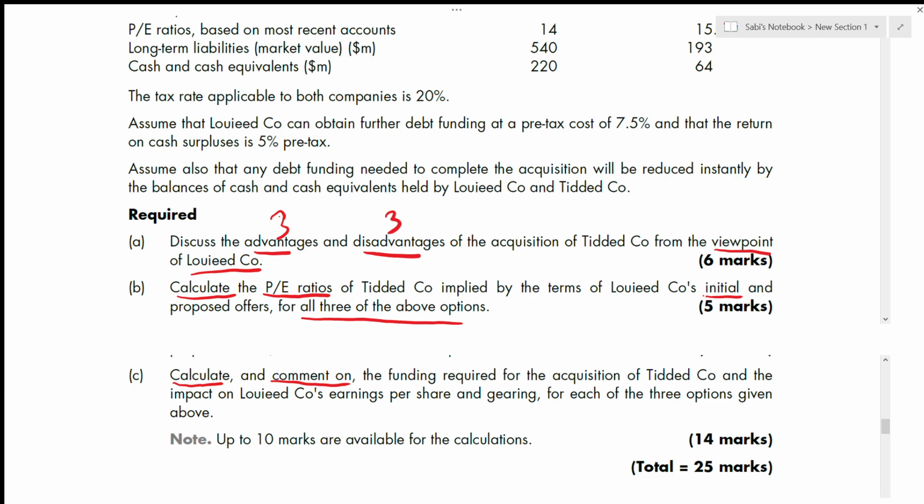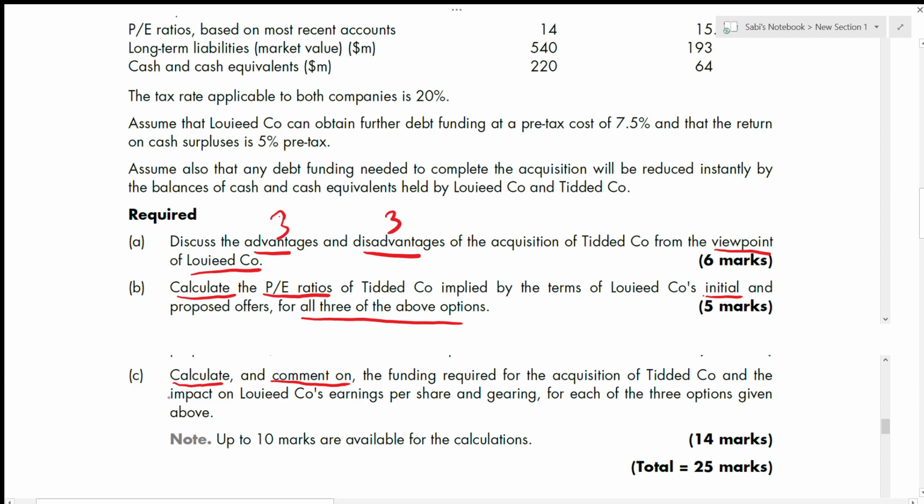Just see the marks. Your marks have to be justified by the requirements they are asking. If they are asking for so many items, of course the marks will be more. If they had asked for just 1, the marks wouldn't have been 14. And note, up to 10 marks are available for calculations. That means only 4 are for your comments. So you need to know how to calculate EPS, gearing, PE ratios, and the value. This is an acquisition scenario. You need to know all those things.